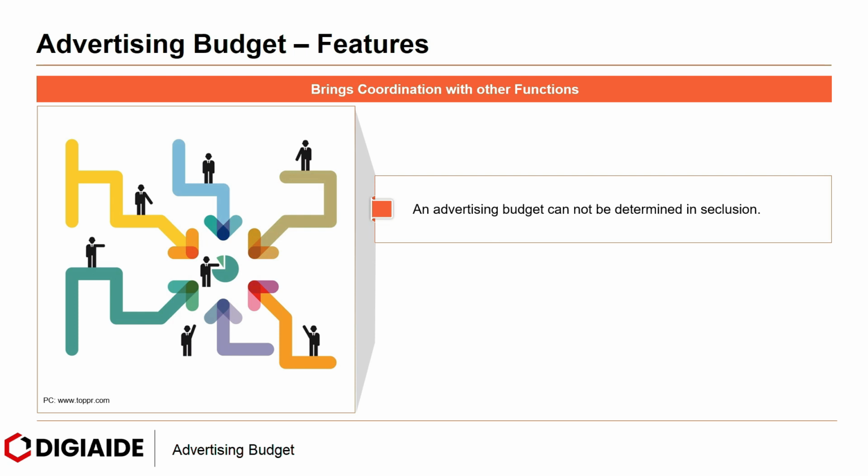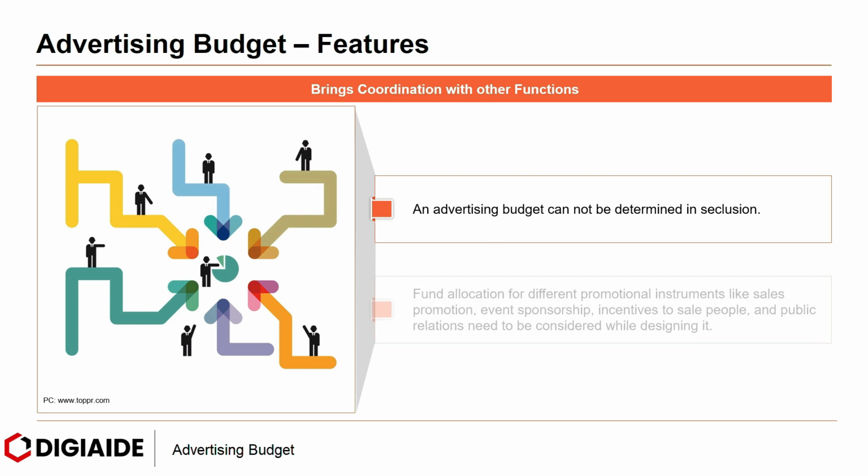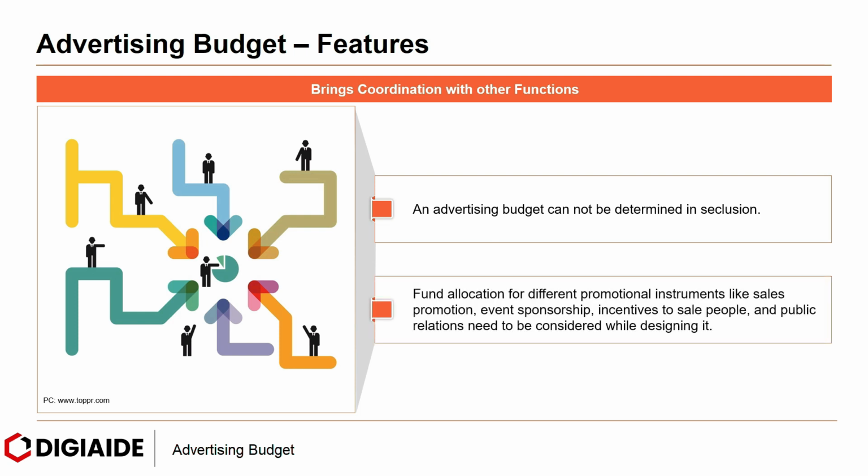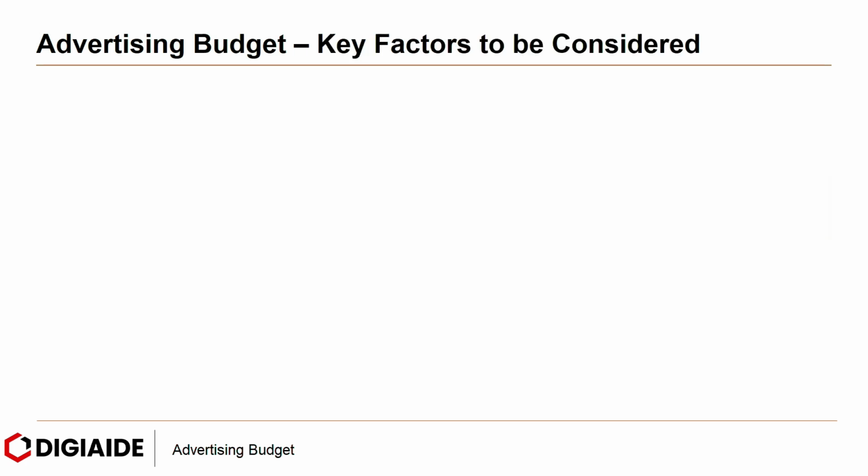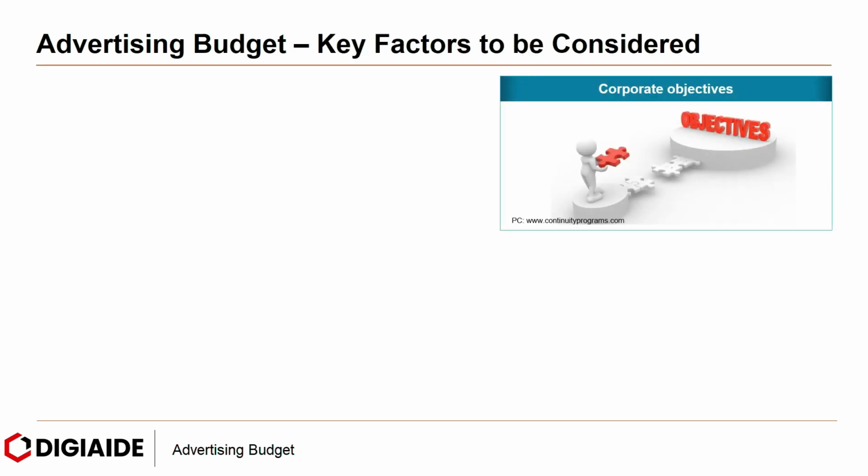Next, it brings coordination with other functions. An advertising budget cannot be determined in seclusion. Fund allocation for different promotional instruments like sales promotion, event sponsorship, incentives to salespeople, and public relations need to be considered while designing it.